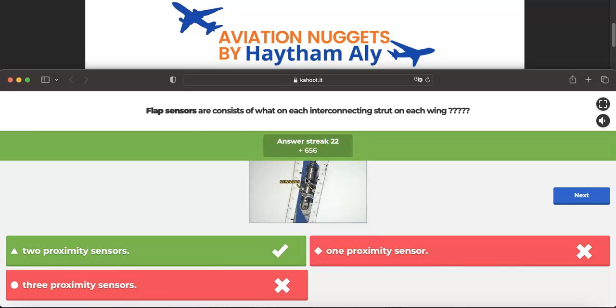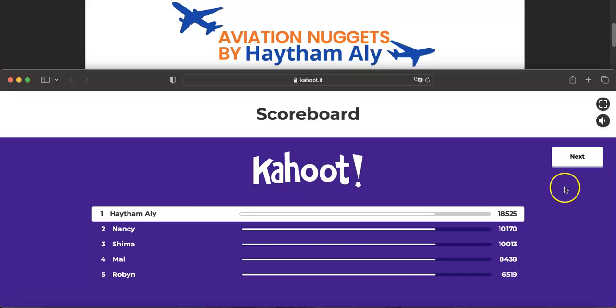Because if a failure happens, this sensor will tell the landing gear control interface unit to tell the slat flap control computer that there is a mechanical failure between the inboard and outboard flap. These flap sensors are of a proximity sensor type. So they can tell only the LGCIU, and the LGCIU will tell the slat flap control computer. Okay, everybody. Let's proceed. Next question.